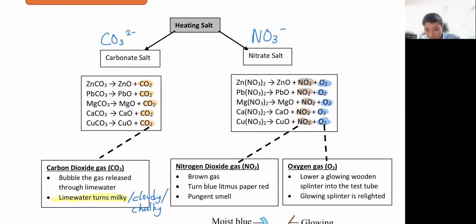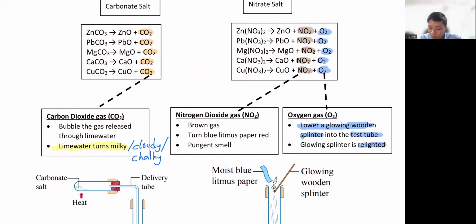Oxygen: lower the glowing wooden splinter into the test tube. You put the splinter inside the test tube. After that, the glowing splinter is relighted. So you get a flame. You can say relighted, rekindled, or reignited, either one.